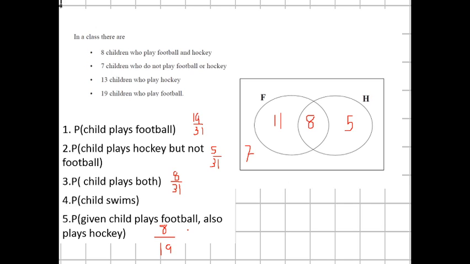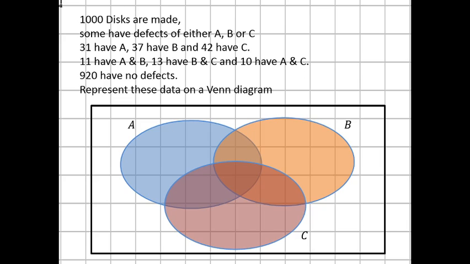The questions on the PowerPoint are due for Wednesday, and then I'll give you some more questions on Wednesday. If you do this one here, I'll give you a starter: we know that's 920 because 920 have no defects. Always start with the intersection. So we don't know there. What we need to do is try and find out what x is.